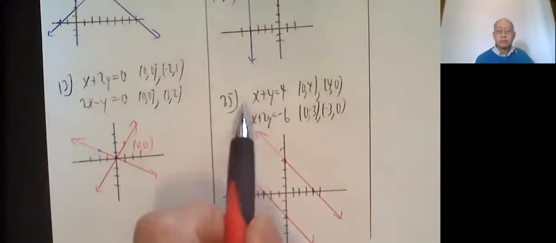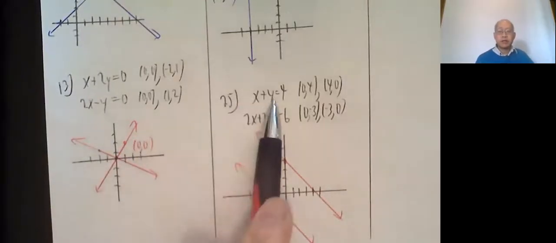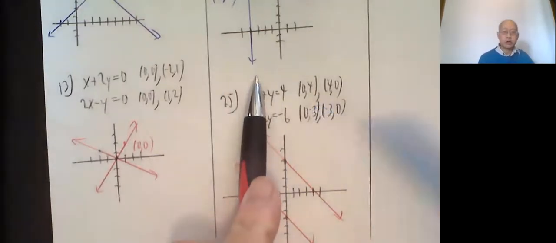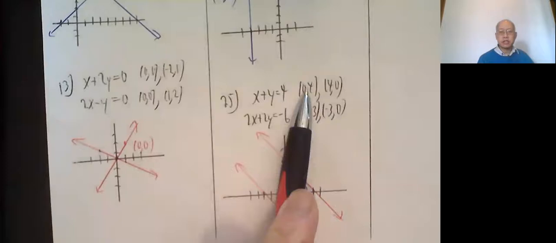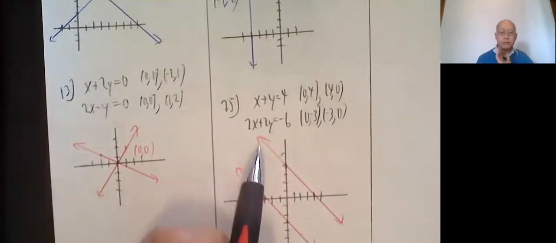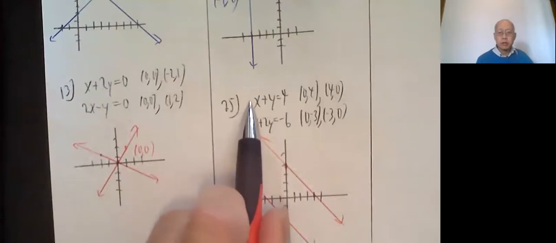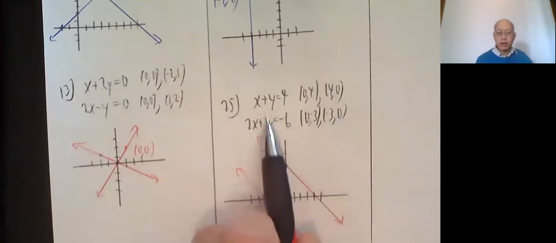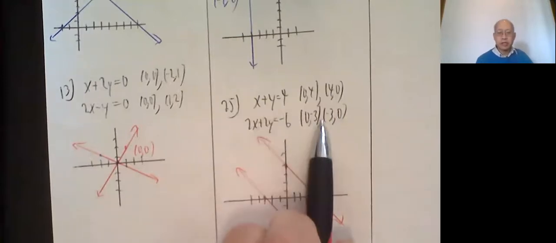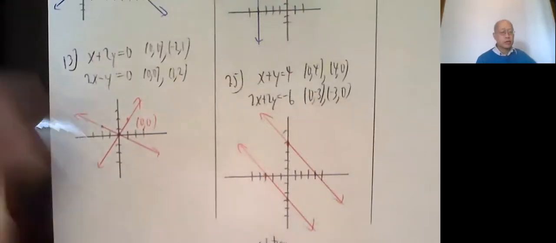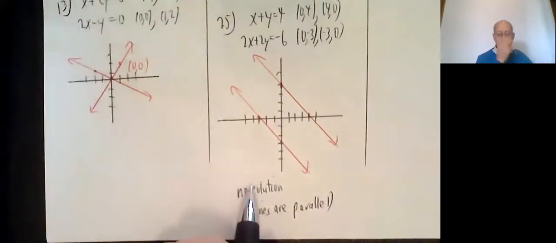Okay, 25, something unusual happens. X plus y equals 4, 2x plus 2y equals -6. Plug in x is 0, y is 4. Plug in y is 0, x is 4. So 0, 4, 4, 0. Connect them. This one, when x is 0, 2y equals -6 means y is equal to -3. Likewise, if I plug in y is 0, 2x equals -6, x is -3. So 0, -3, -3, 0. Where do they touch? They don't touch, so there's no solution because the lines are parallel.